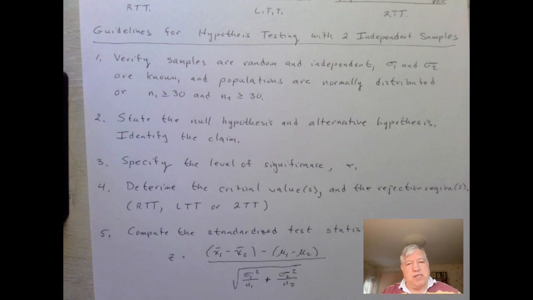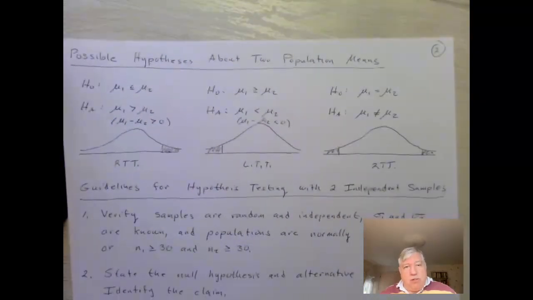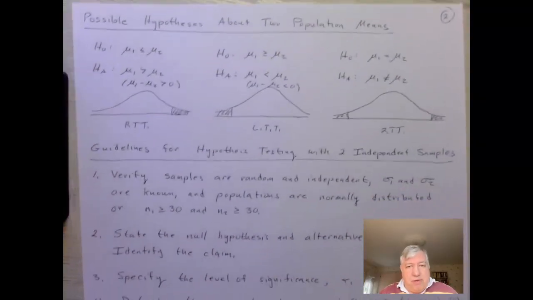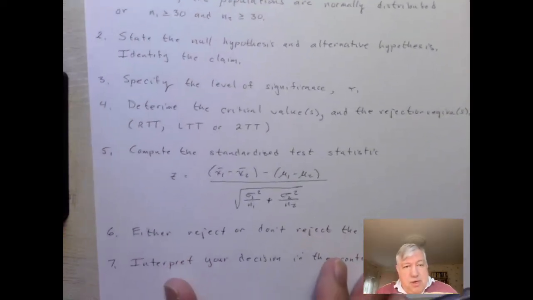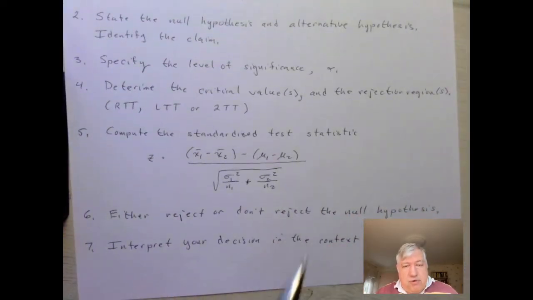Then, as before, we state the null hypothesis and the alternative hypothesis. We identify the claim. And then we specify the level of significance, alpha, which will be given to us. Then, based on which case we're dealing with, we determine the critical values, the boundaries of these shaded regions, and then we determine the rejection regions. And then we compute the standardized test statistic, which is this stuff right here.